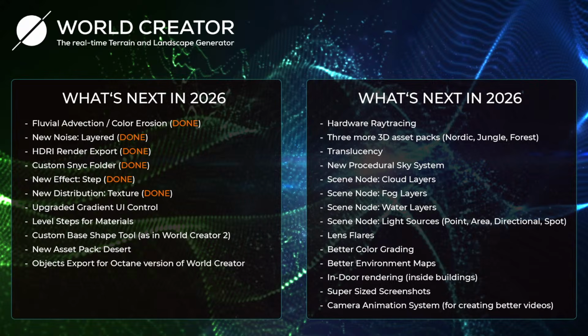Then cloud layers. So not just one cloud layer, but having the option to create as many cloud layers as you want, with different height offsets and all that stuff, with different distributions, so you can really create some really amazing, nice clouds, deeper clouds, higher areas, high altitude clouds, fog clouds and all that stuff. So they will be very similar to fog layers basically.